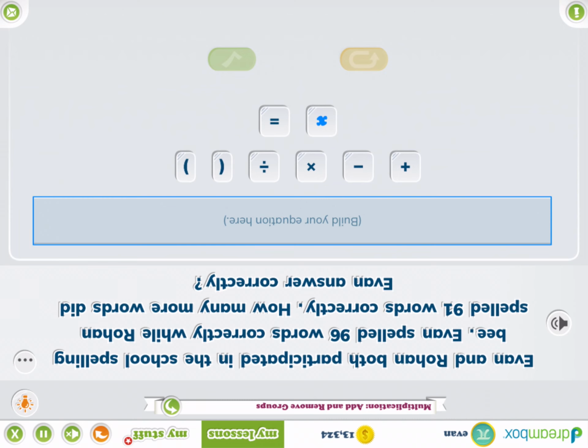Evan and Rohan both participated in the school spelling bee. Evan spelled 96 words correctly while Rohan spelled 91 words correctly. How many more words did Evan answer correctly?